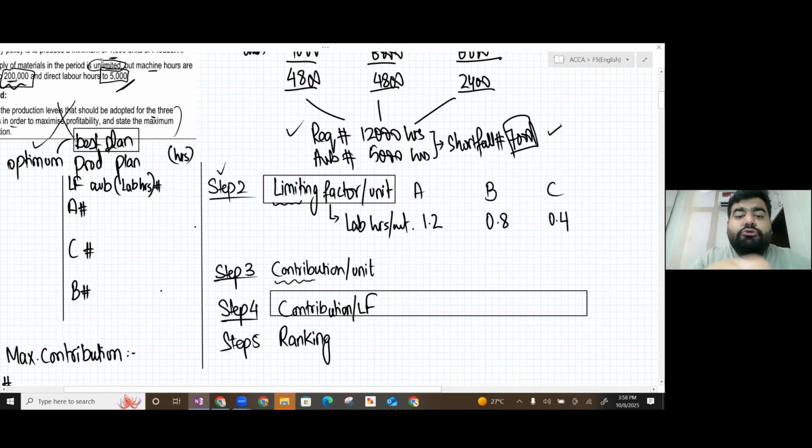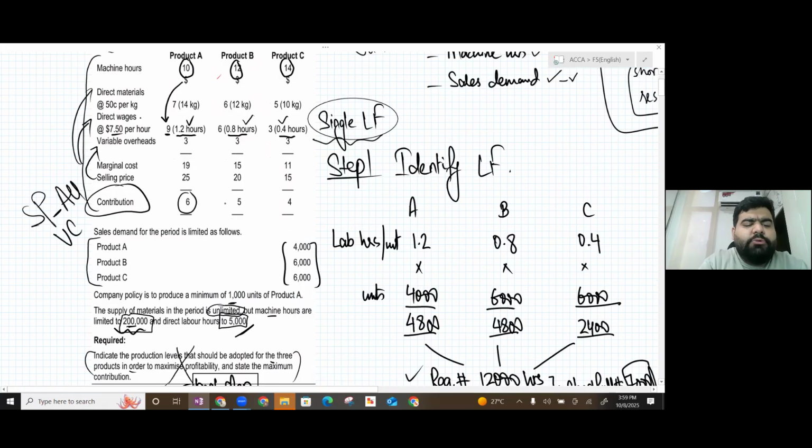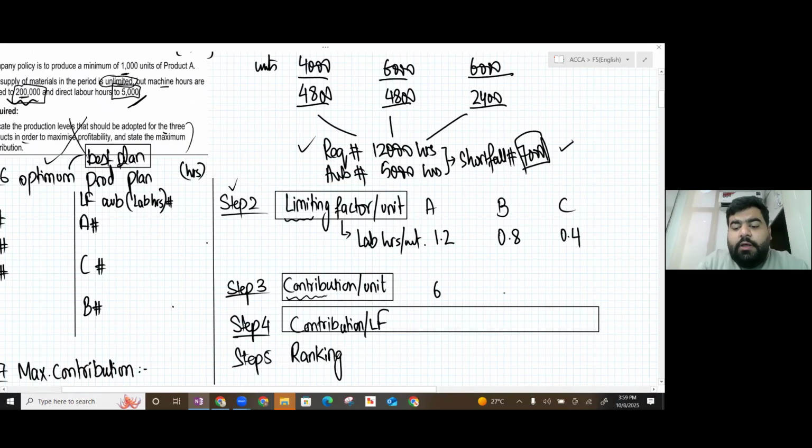Third step you have to do is contribution per unit. You have to calculate the contribution per unit for all of them. And I think contribution is given here. If contribution is not given, it's selling price minus all variable cost. Just deduct variable overheads, direct wages, and direct material from the selling price, so you will get contribution. So contribution is simply selling price minus all variable cost. I'm writing here 6, 5, and 4. This step is done. So step 2, simple, take the limiting factor, write it. Step 3, simple, take contribution per unit, write it.